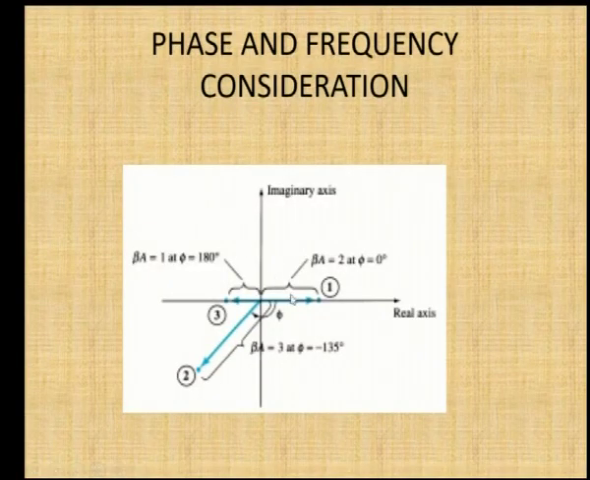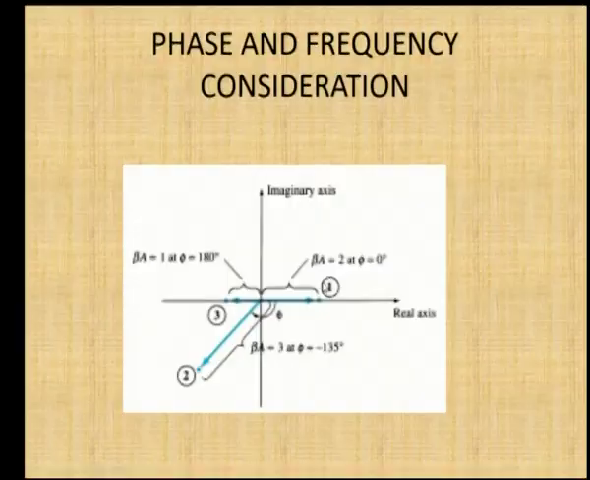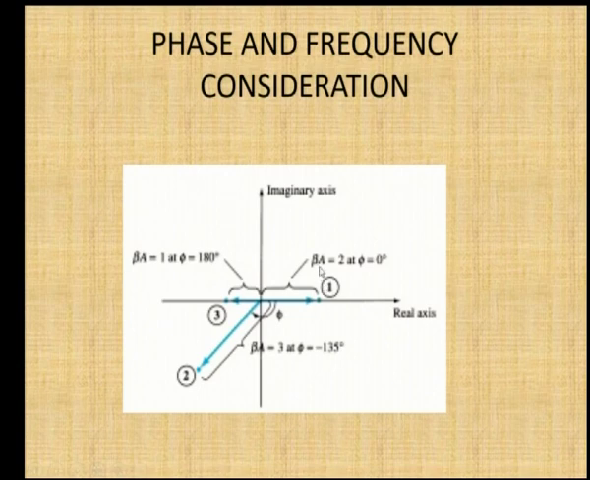What we are going to discuss about is the Nyquist criteria. Before going to discuss the Nyquist criteria, we have to see these two factors, like the product of beta A and the phase between input and output of the amplifier. Here there are three values for beta A and the phase angle, and the three values are plotted in a complex plane.